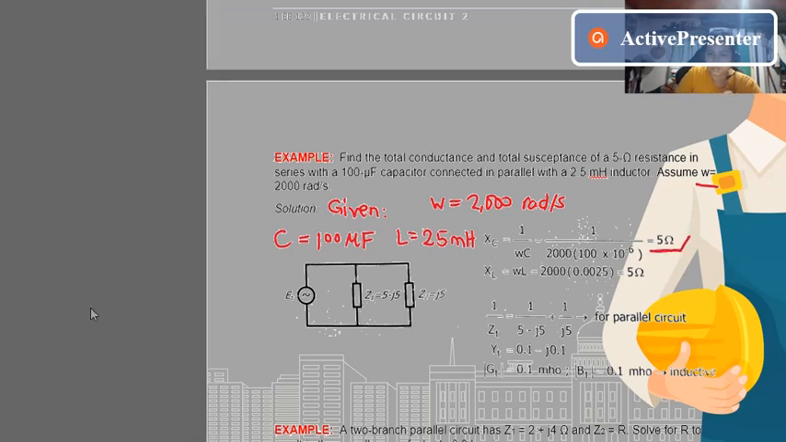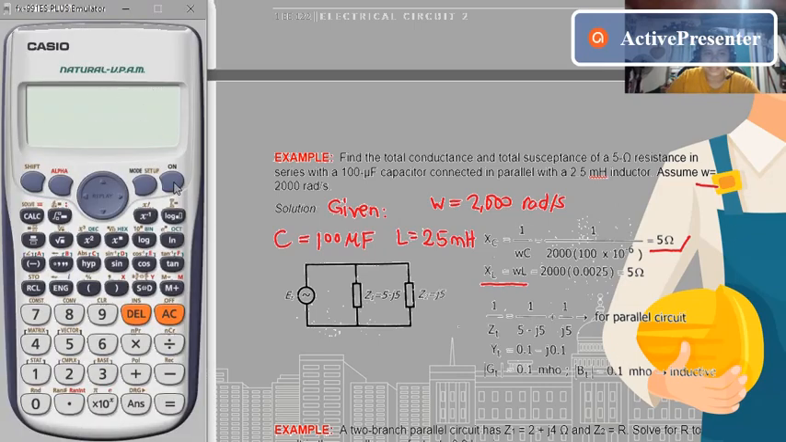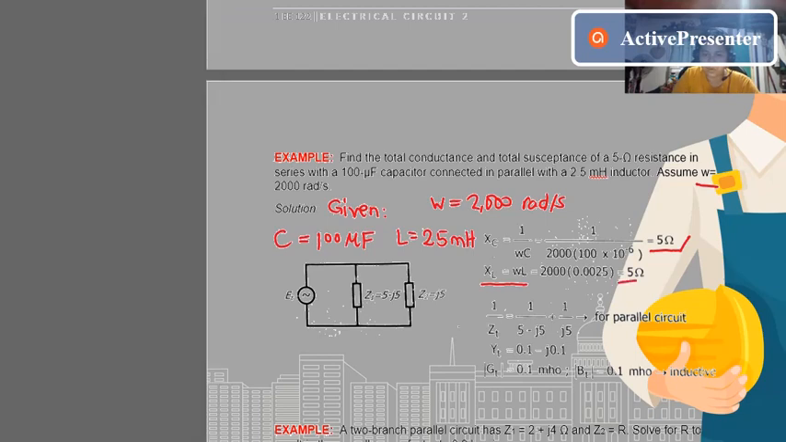After solving our XC, we need to solve for our XL. Our formula for XL from our previous topic is W multiplied by L. Since everything is given, we have 2,000 multiplied by 2.5 millihenry, or 10 to the negative 3. Our XL will also be 5 ohms.